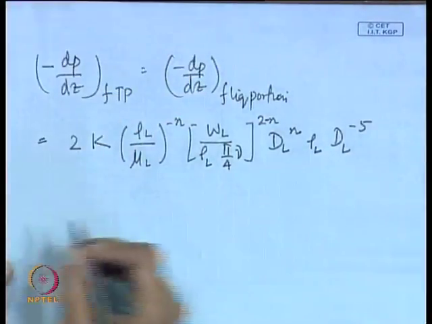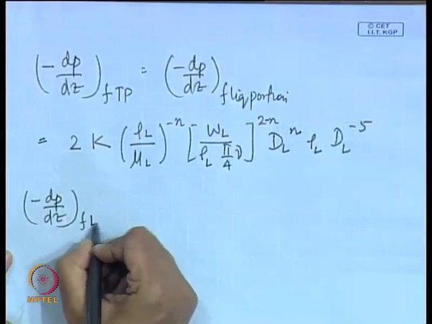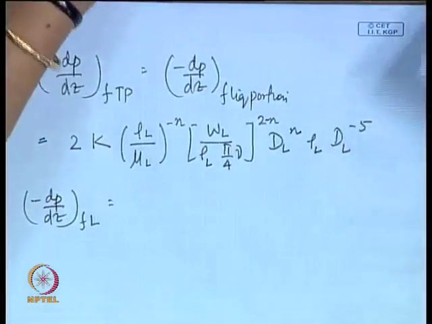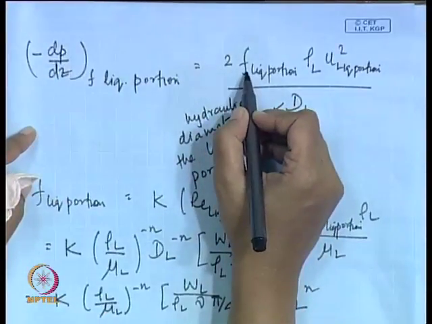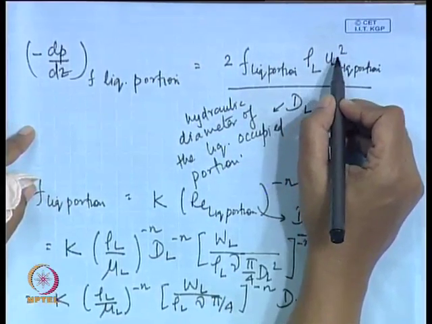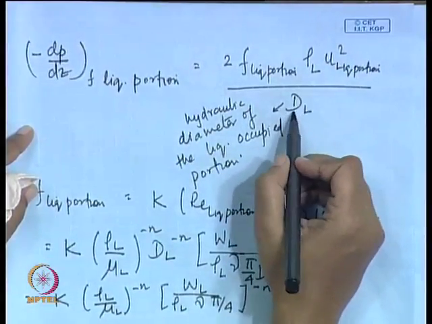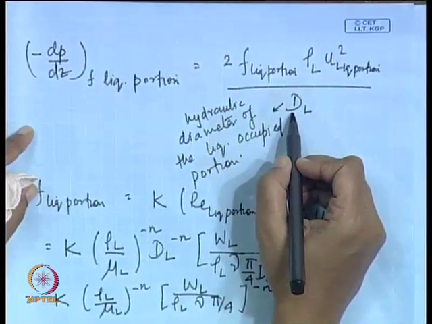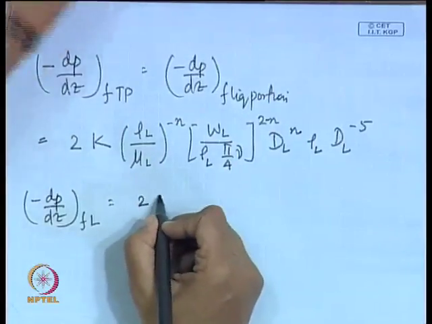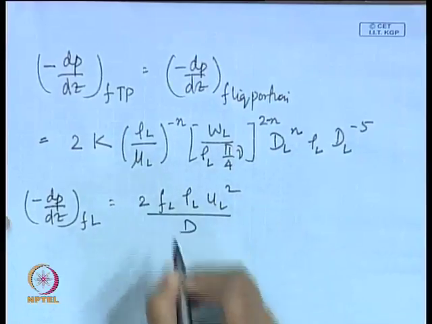So, now let us find out minus dP dz frictional for liquid flowing alone in the pipe. What will we get? If we compare with this particular equation, it will be 2 FL rho L UL square. The liquid is occupying the entire cross section and flowing, and this dl is going to be d. Now, the liquid has occupied the entire pipe, is it not? So, therefore, this is going to be 2 FL rho L UL square divided by d.